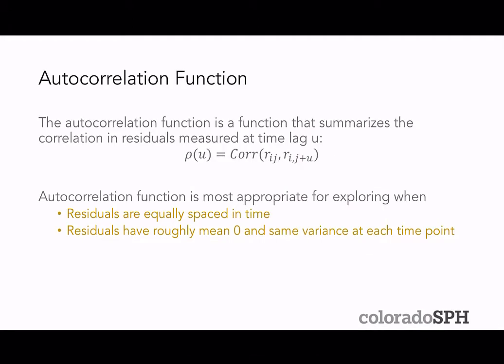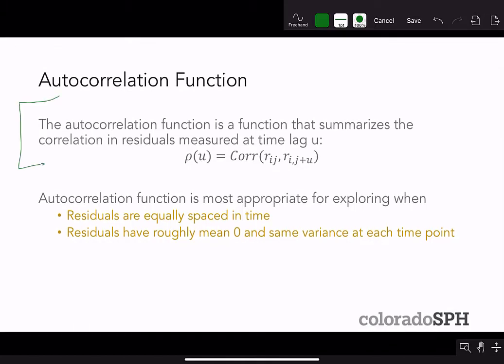And finally, the last plot that we're going to talk about is the autocorrelation function. The autocorrelation function is a function that summarizes the correlation in residuals measured at time lag u. So basically the correlation between the jth time point and the j plus uth time point. Lag being, okay, if I have time point 1 and time point 3, then u is equal to 2, so the lag is 2. If I have time point 1 and time point 5, then u is equal to 4, so lag would be 4.